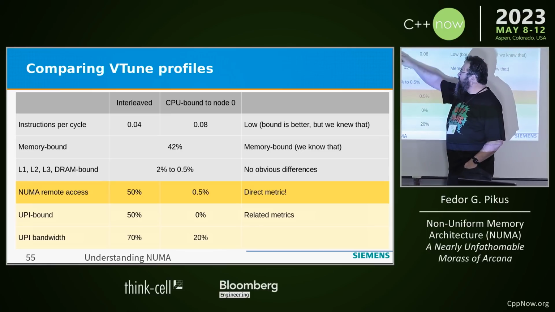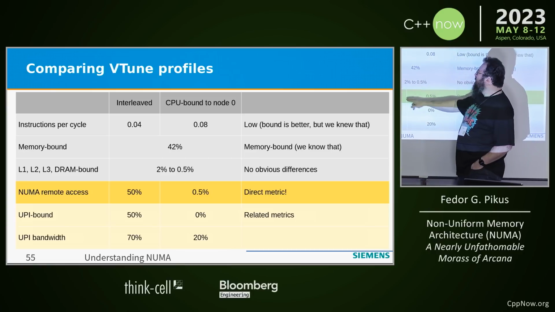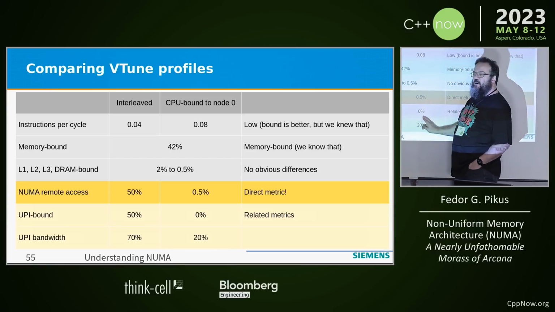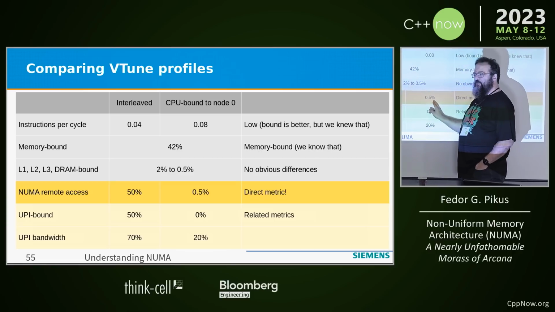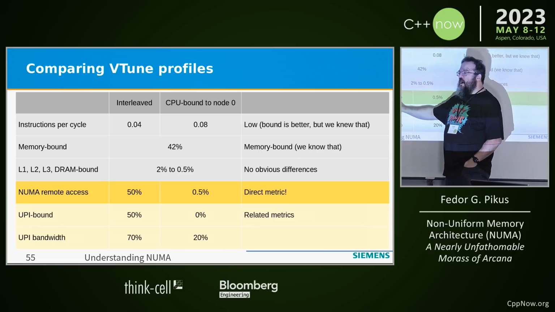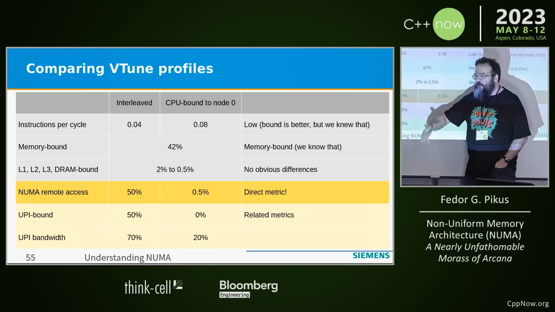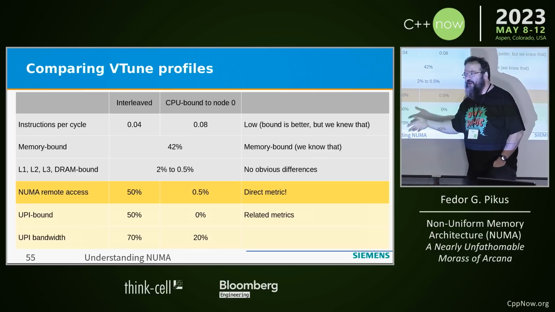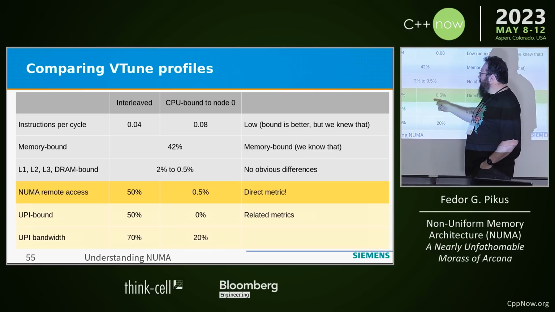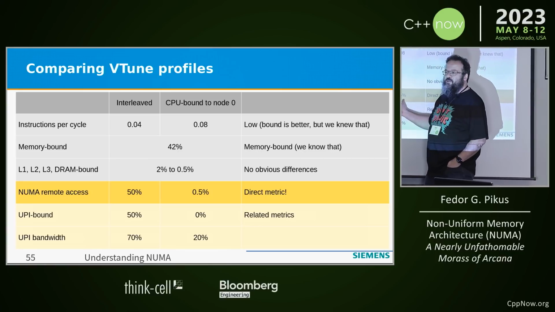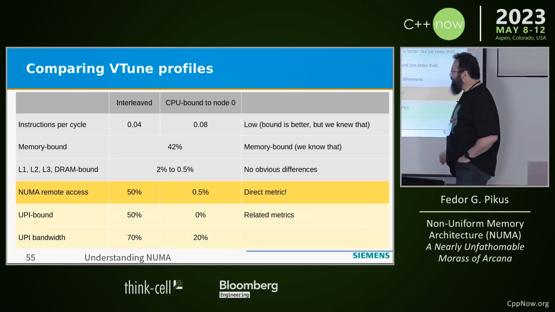And if you compare the two VTune profiles for interleaved unrestricted and interleaved CPU bound, you will see this. Interleaved unrestricted, half of the traffic goes across node. Makes sense. Half of your core threads are on one node, half on the other node, and you're writing interleaved. CPU bound, everything is on one node. There is almost no cross-node traffic. Okay, so this one is easy.